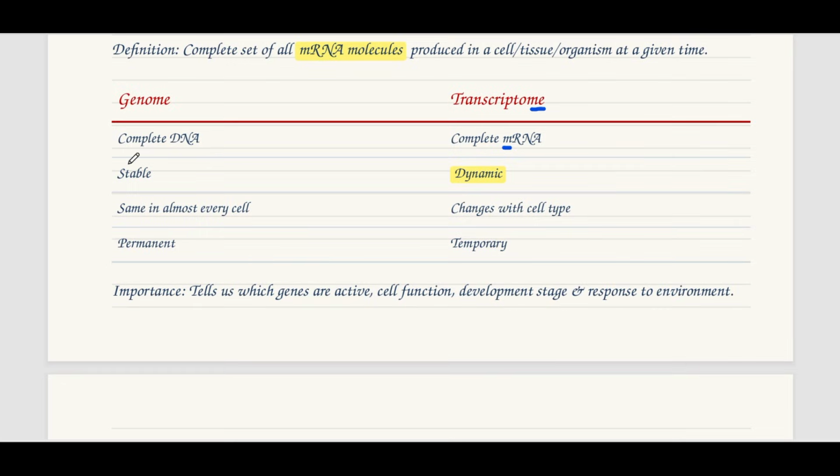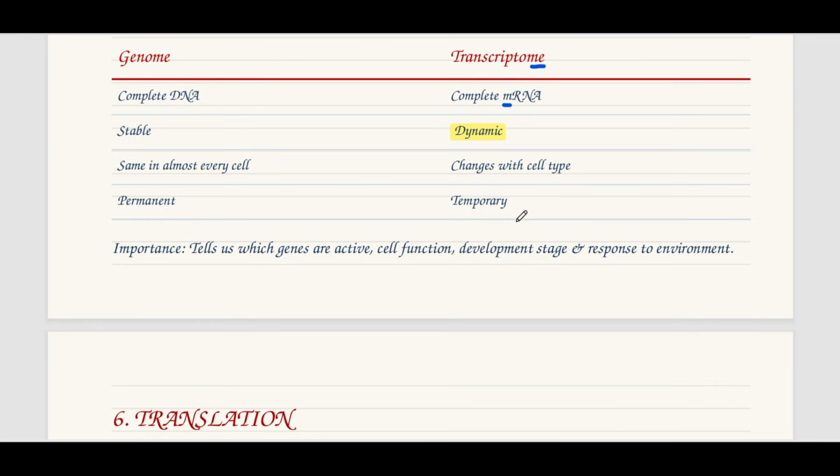Just remember like that. The genome is stable, and the transcriptome is dynamic. Maybe sometimes after some time it will become stable, so it will vary from time to time. It is almost the same in every cell, but it changes with cell type also. The mRNA structure may change from cell to cell. The genome is permanent, while the mRNA is temporary, present only for a while.